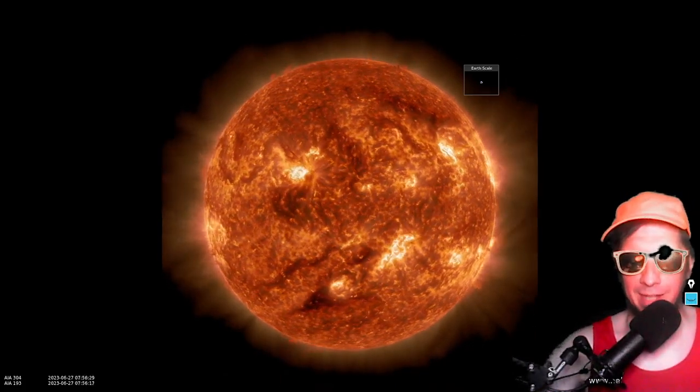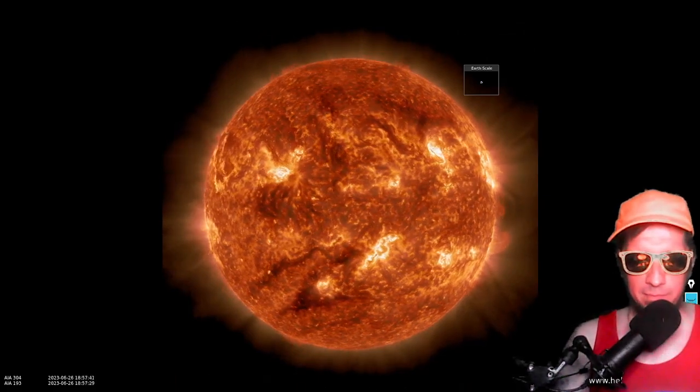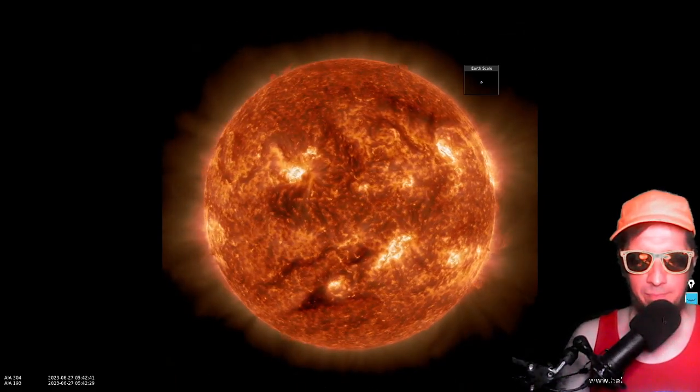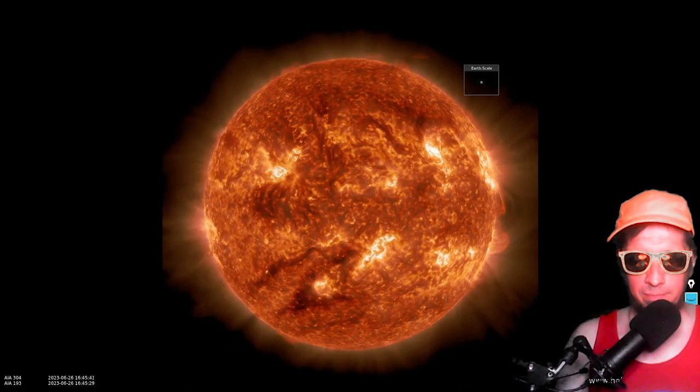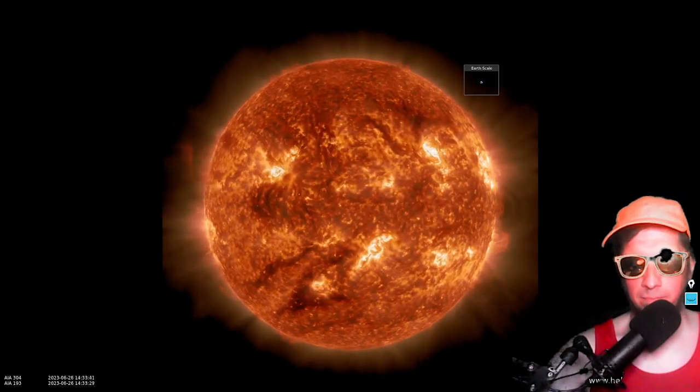Anyway, next we'll move to filaments. And there is the filament situation. We like to use 193 plus 304 angstroms for filaments. It creates fantastic contrast. Let's take a look at those in some additional wavelengths.